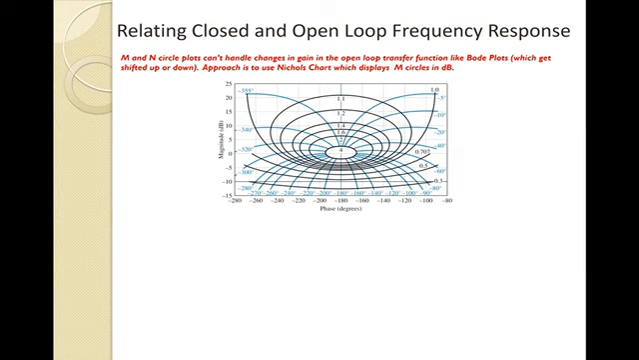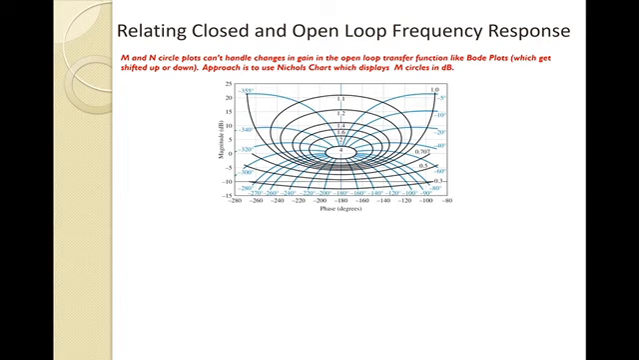So as we saw with the Bode plot, as we changed the gain, we could look at moving that plot up and down and what that would do with gain and phase margin, etc. But with these M and N circles, we don't really have a mechanism to change the gain in the open loop transfer function. And so the approach that we're going to use is what's called a Nichols chart, which displays the M circles in units of decibels.